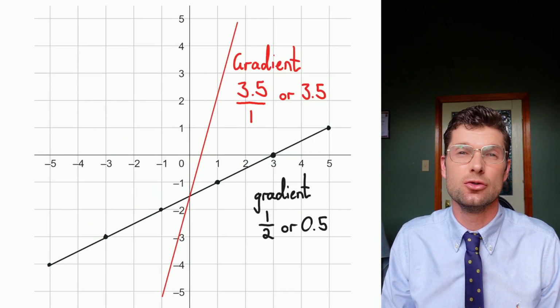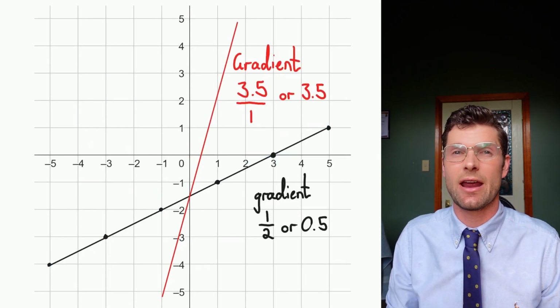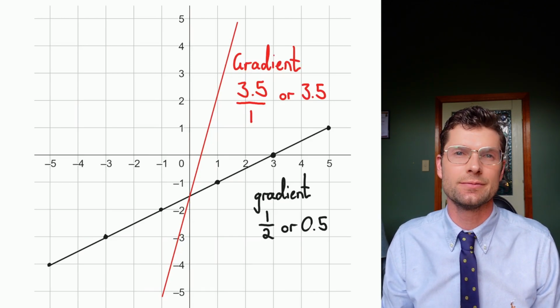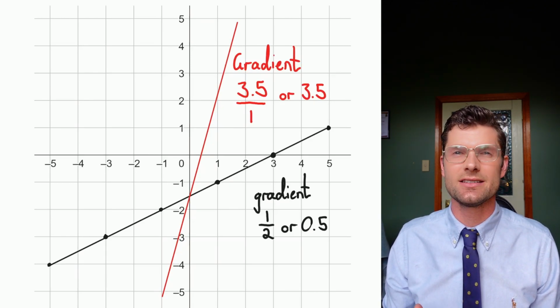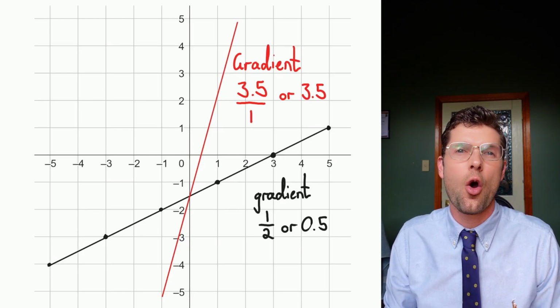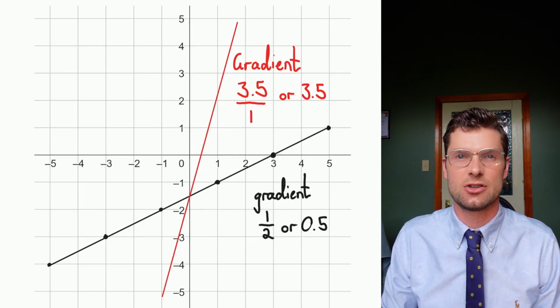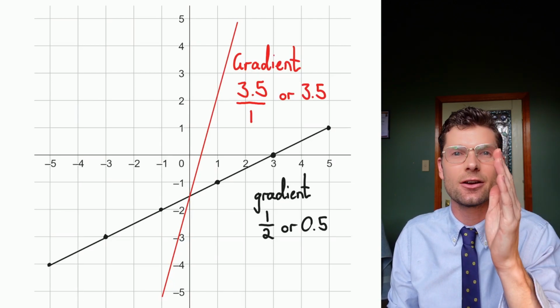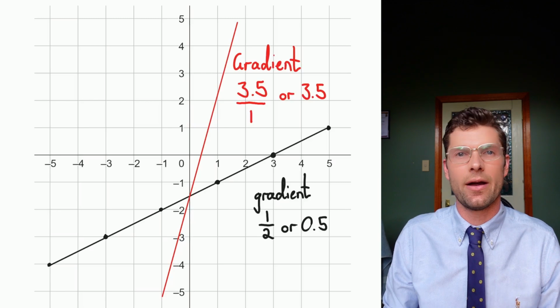So if we have a look at 2 lines that are very similar, right? The red line has a gradient of 3.5 and the black line has a gradient of 1.5. They're both passing through the same y-intercept. So what's the difference? The big difference between these 2 lines is that the 3.5 is going up 3.5 squares and then across 1, whereas the black line is going up 1 across 2.